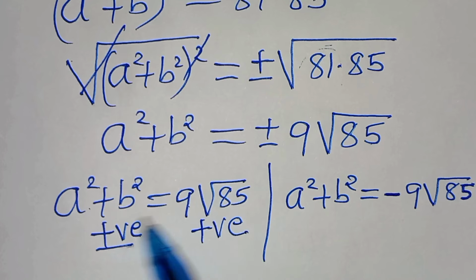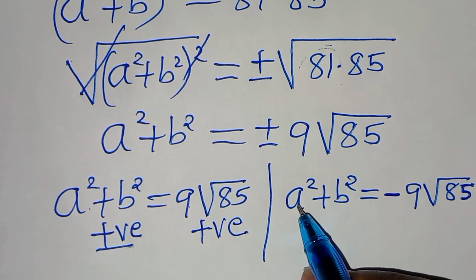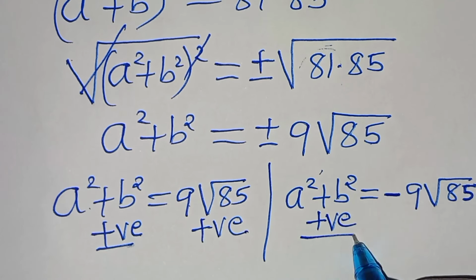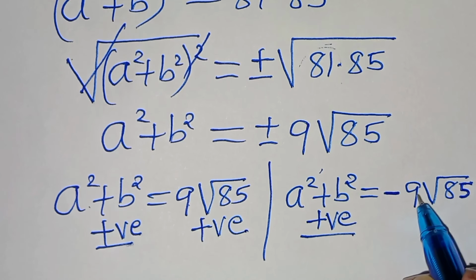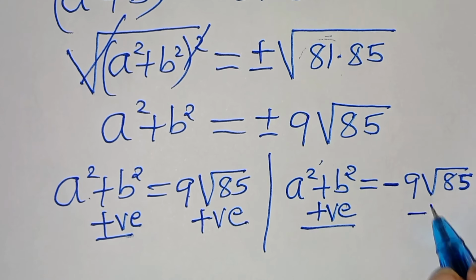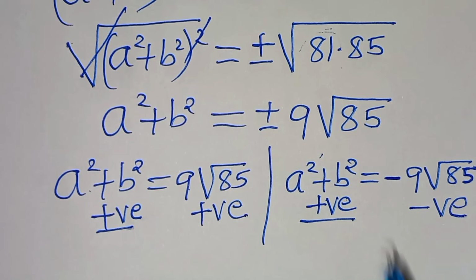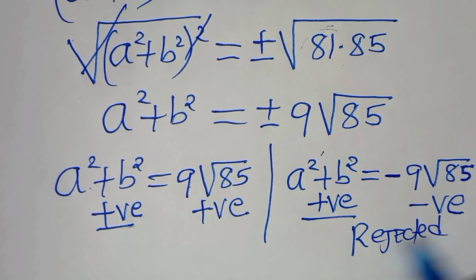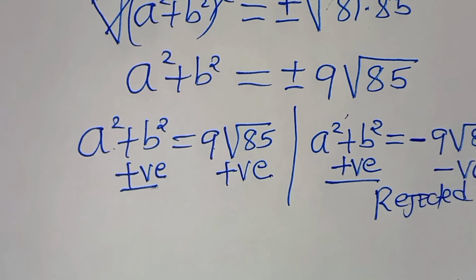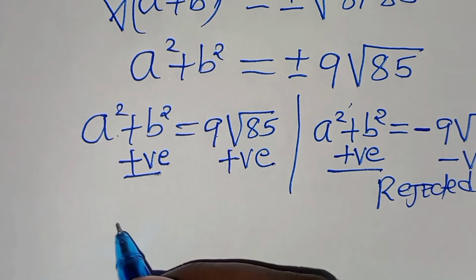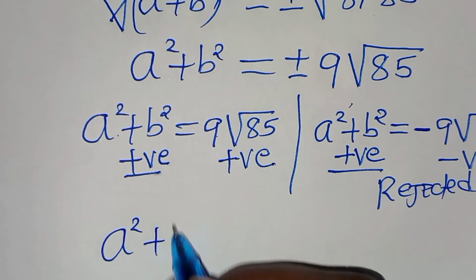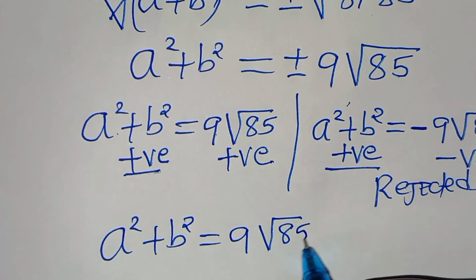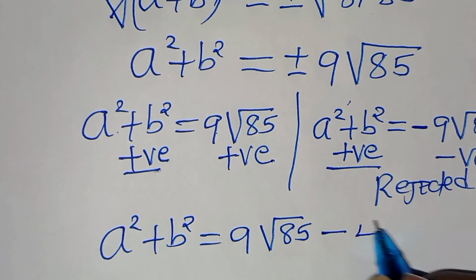So this means we can proceed with this part. But if you check the next part here, a squared plus b squared would give us a positive value, but on the right hand side we have minus 9 square root of 85, which is a negative value. And this implies that this second part is rejected. Now, let's proceed with the first part here. Now we have a squared plus b squared equal to 9 square root of 85. Let's call this equation 4.